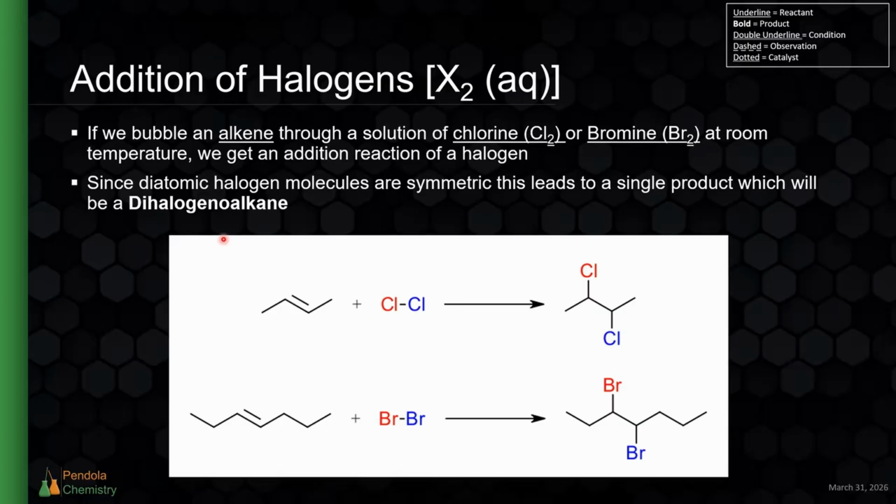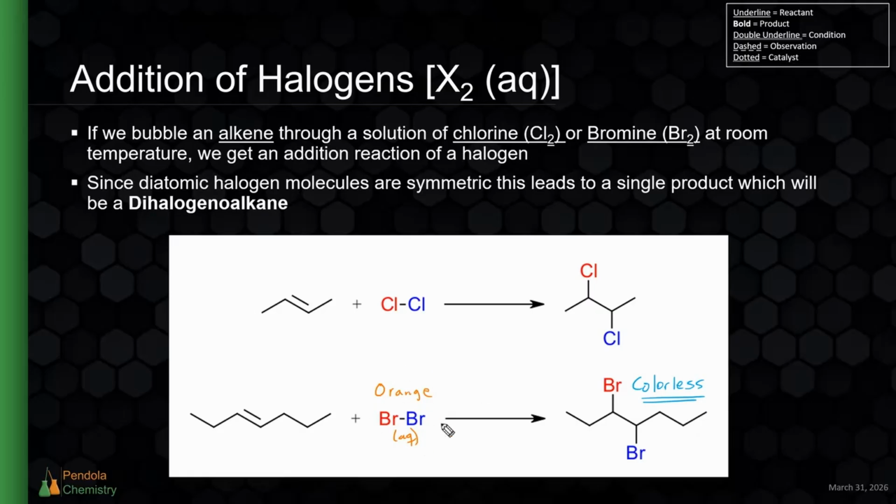Now this last one can actually be used as a test for alkenes. Why? If we focus on this bottom reaction right here, that aqueous bromine that we have here, we learned in chapter, I believe it was chapter 12, is orange in color. So when bromine is aqueous, it is an orange color liquid. Well, that orange color liquid, when it's reacted with the alkene, becomes a dihalogenalkane, which is colorless.